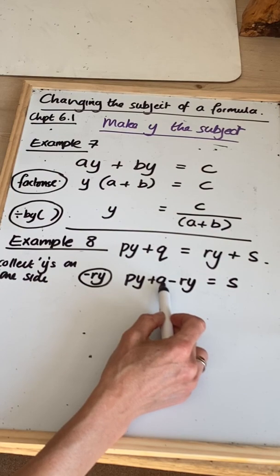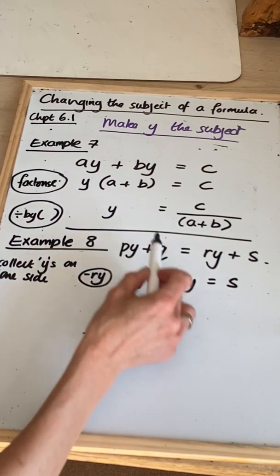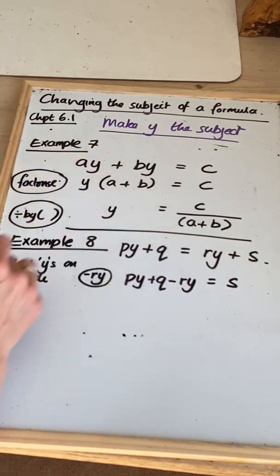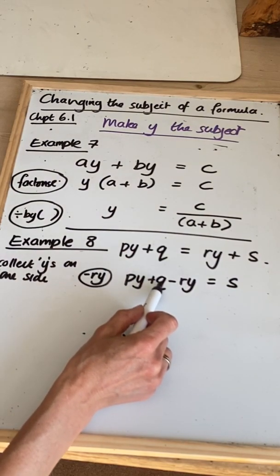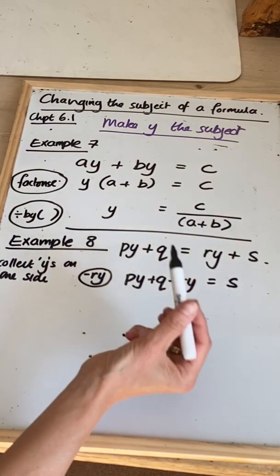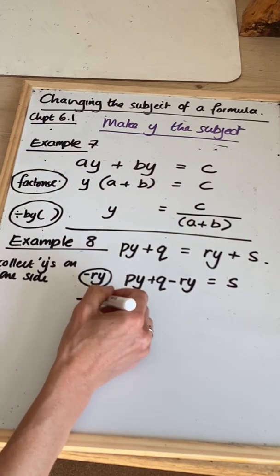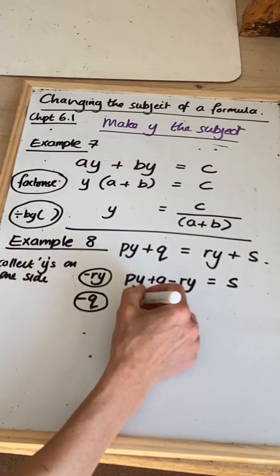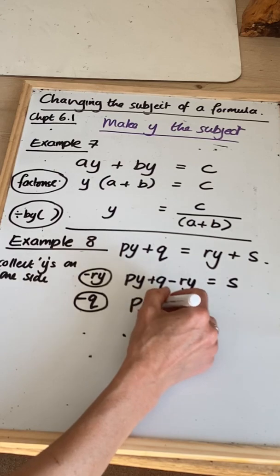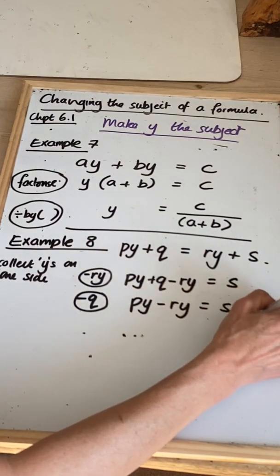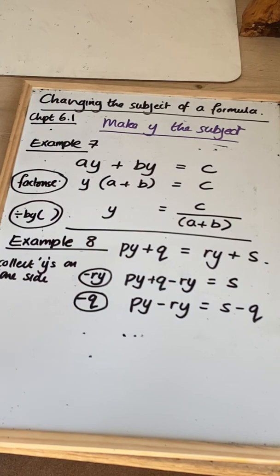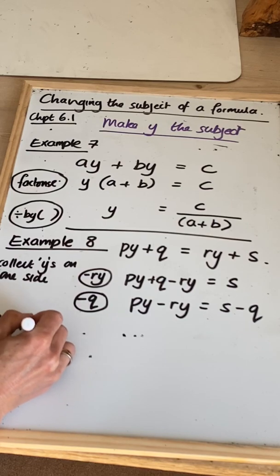But I don't really want this q here because at the moment I can't do this factorising thing that I did with my previous example. So I'm going to make sure that the q is on the other side. To do that, I need to subtract q. So I've got py minus ry equals s minus my q. Now I can do my factorising. Okay, so my next step is to factorise.